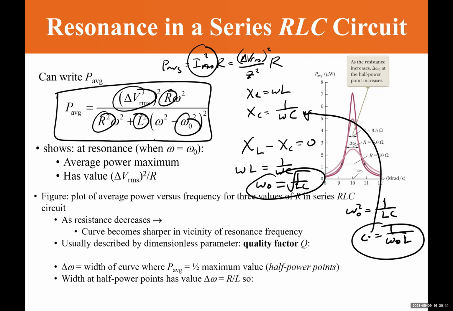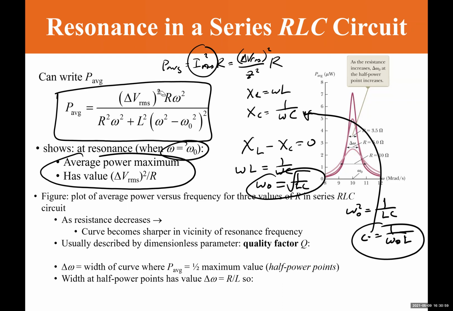Okay, that means this shows that the maximum average power has a value of delta V RMS squared over the resistance, which means that when those two are equal, omega equals omega naught, which is the resonance frequency. This whole thing goes to 0. Then the omegas cancel out from there, and this R cancels out with that. Then you just get delta V RMS squared over R.